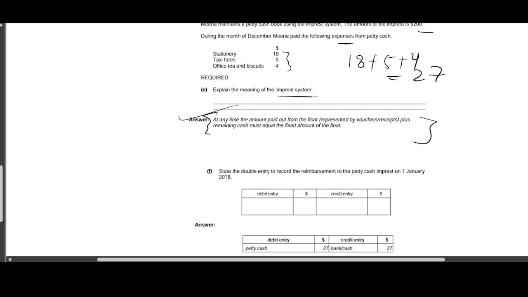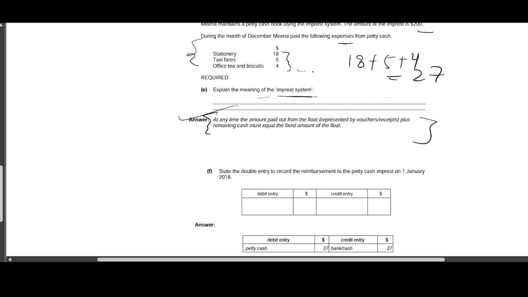So at any time, the amount paid out of the float plus the remaining cash must equal the fixed amount of the float. This is the meaning of imprest cash. Now, they asked what you will record for this imprest system, which happens on the 1st of January, which means 18.5 4 20.